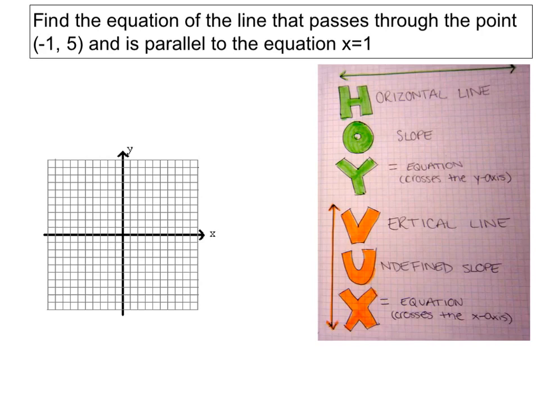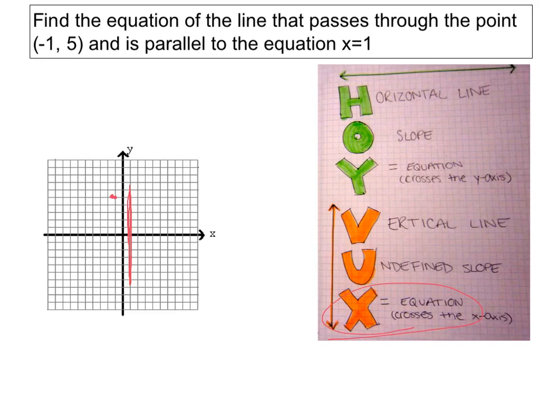It says find the equation of the line that passes through the point -1, 5. So that's up here somewhere. It's hard for me to get very accurate on this software, so I apologize for the messiness there. Okay, and it's parallel to the equation x equals 1. So if I come down here, remember x equals is a vertical line. It's going to cross the x-axis at 1. So it's a vertical line right through here.